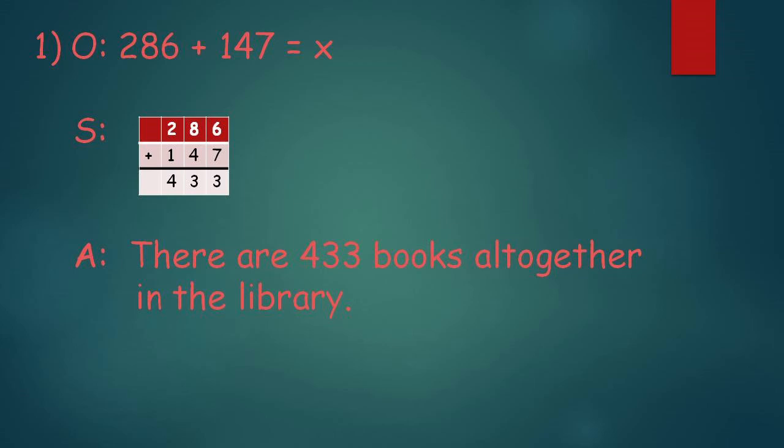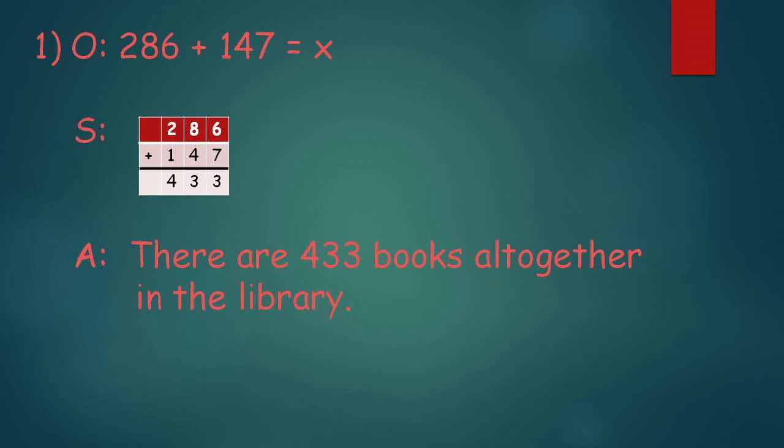So we had, for O, we wrote our open number sentence. So we said we had 286 books already, and the teacher bought more books. In other words, we got some, so we would add them on. We got 147 more books equals X. Then we did our sum. To calculate the answer, we just said 286 on top plus 147 underneath.